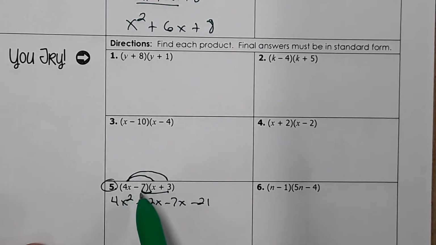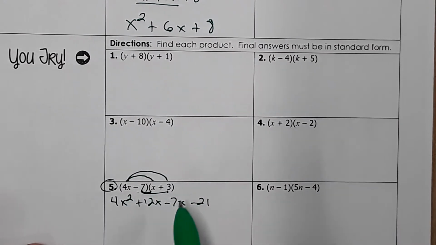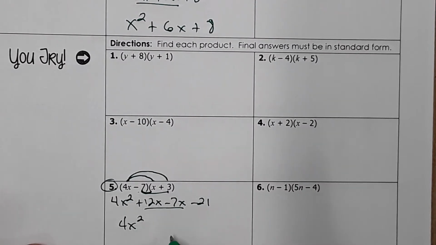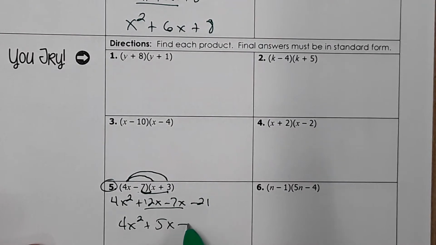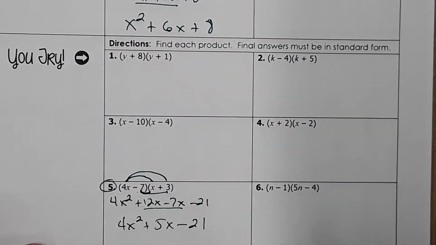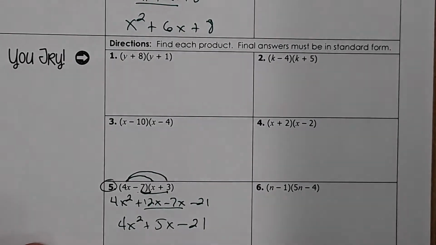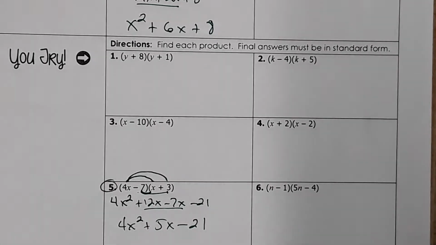So you see you're just kind of distributing everything over here to everything over there. And you can almost always add the middle terms together. 12x and a negative 7x add up to be 5x minus 21. So that's multiplying binomials, and that's basically what you're going to do for the first part of the assignment.